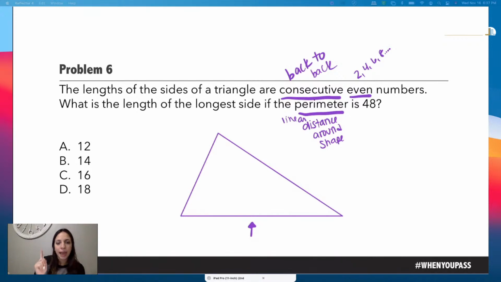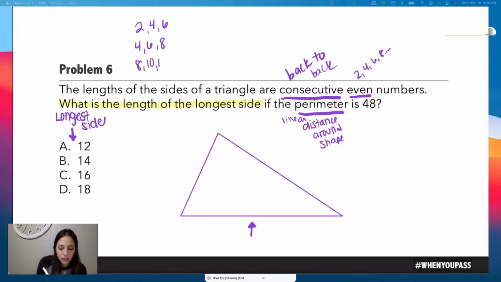The question asked, what is the length of the longest side? So my answer choices are the longest side, right? And we're looking at consecutive even numbers, like 2, 4, 6, then 4, 6, 8, then 8, 10, 12, then 10, 12, 14, and so on. We could go on and on forever.